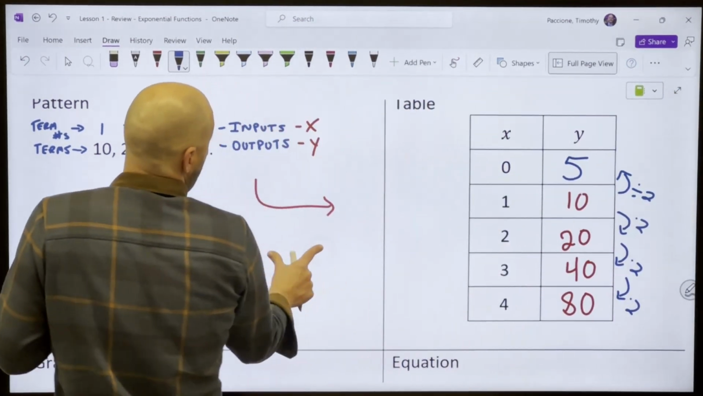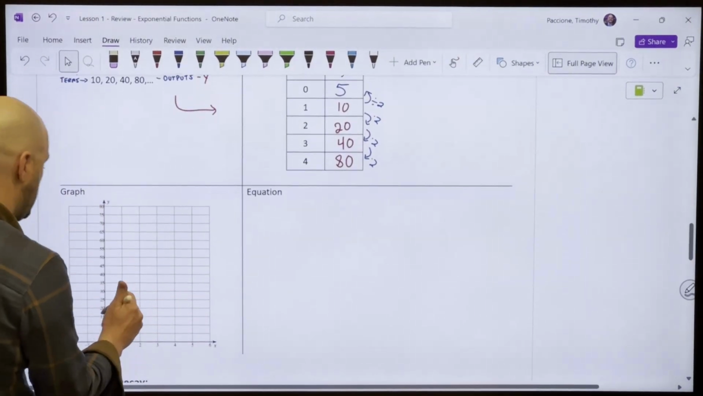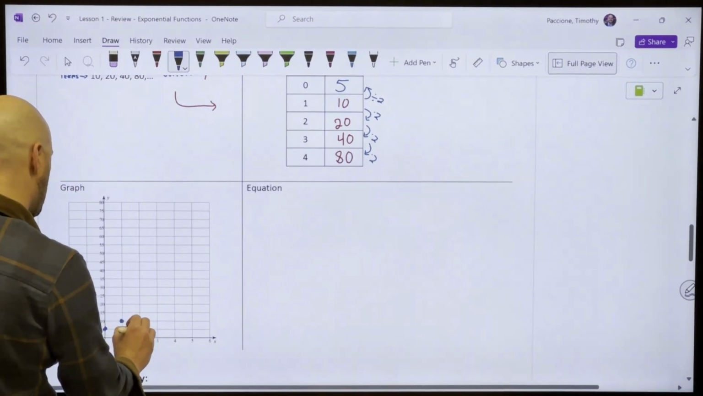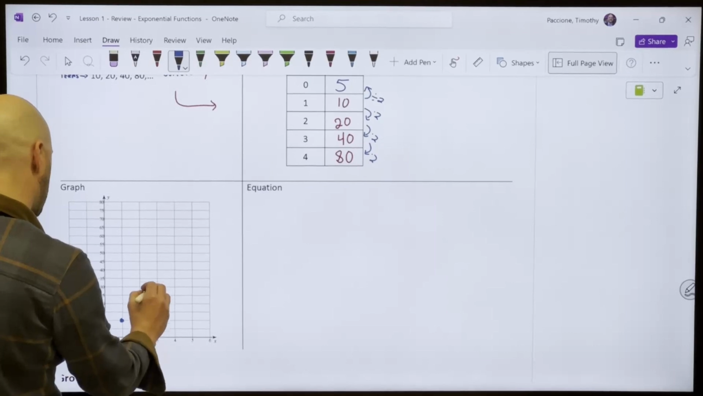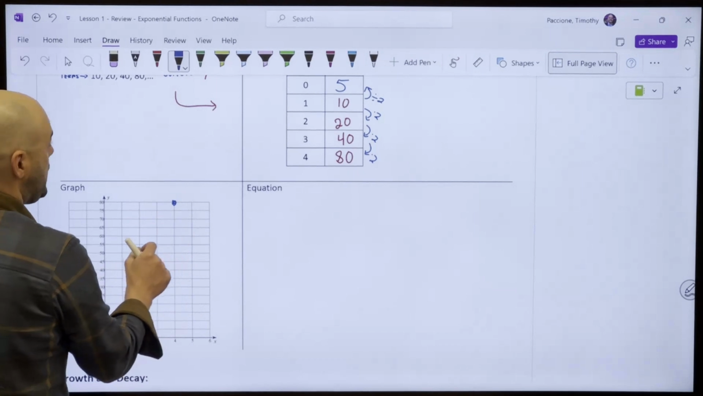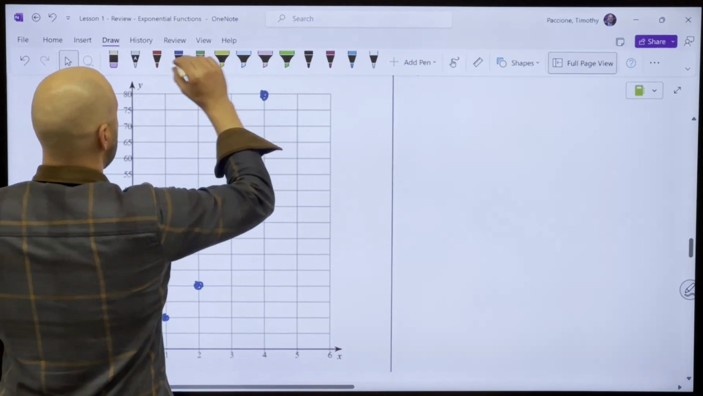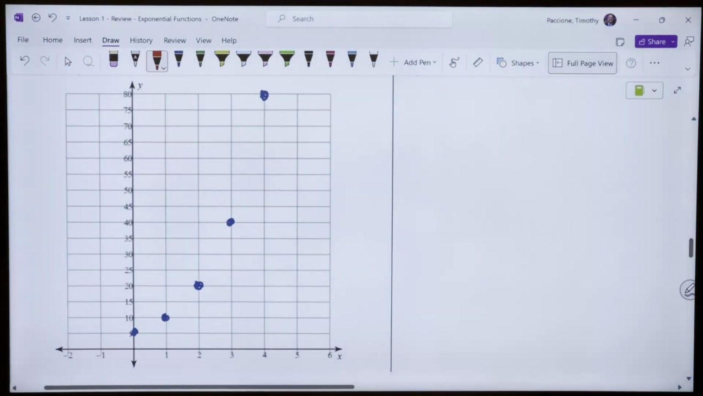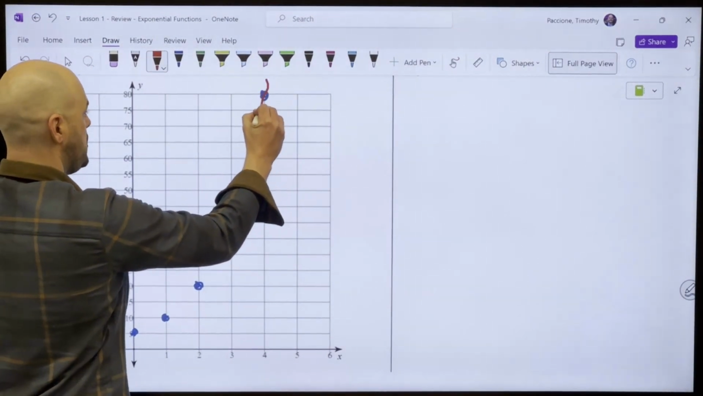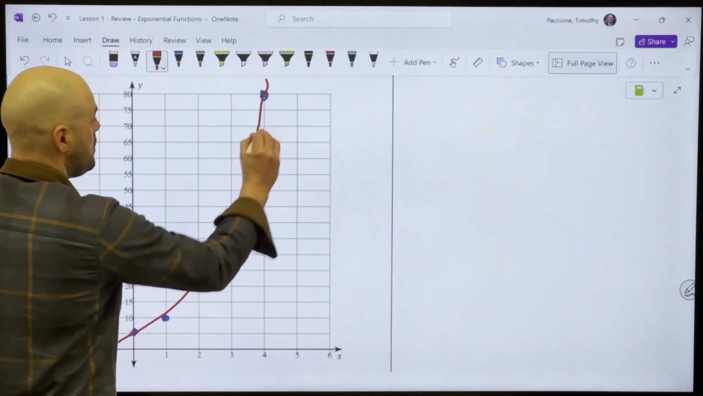So we throw it onto a graph. We got to be able to graph it. We got 0, 5, 1, 10, 2, 20, 3, 40, 4, 80. All right. Now, this is an important piece here. Let's make sure we understand this. Ready? Okay, I'll ask you a question. Should my graph look like, and wait for me to finish, that?